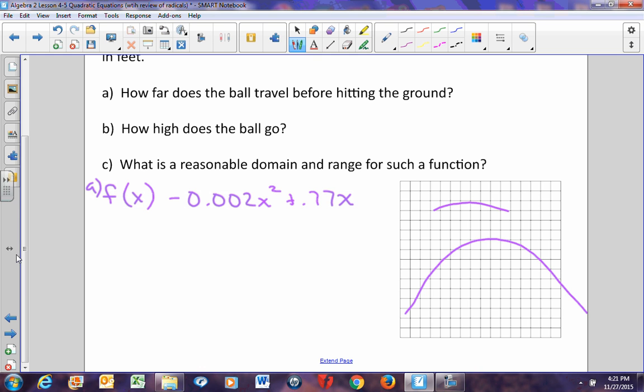-0.002x squared plus 0.77x. Now, when I first put that in my calculator, it looks like a straight line. That's because my calculator is way too zoomed in. I'm not seeing the full picture here. So what I need to do is zoom my calculator out so I can see it.